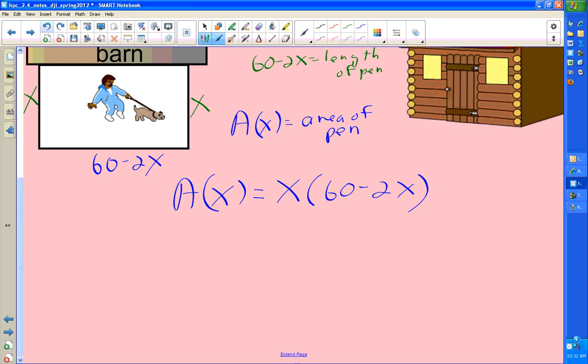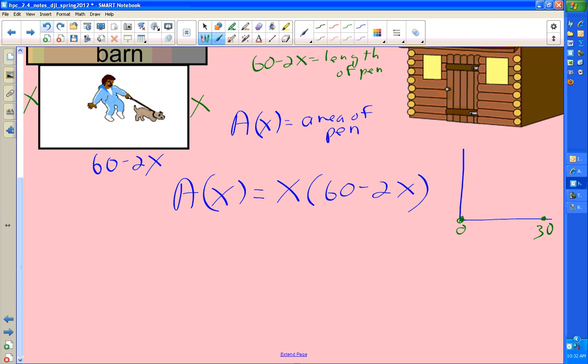So if I do a little sketch, Corey, can you tell me what the x-intercepts are? Don't overthink this. You have a function. What are the x-intercepts? 0 and 30. What are the values of x that make each factor equal to 0? 0 and 30. So here's 0, here's 30.